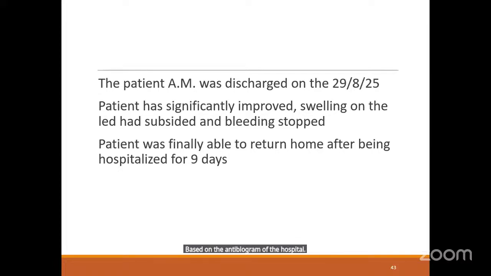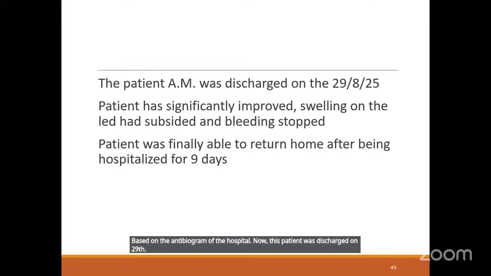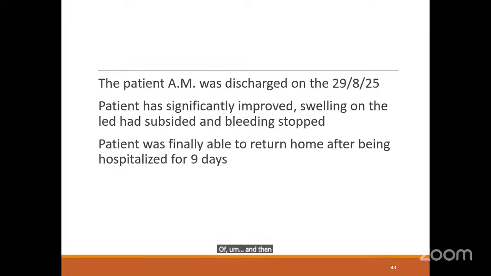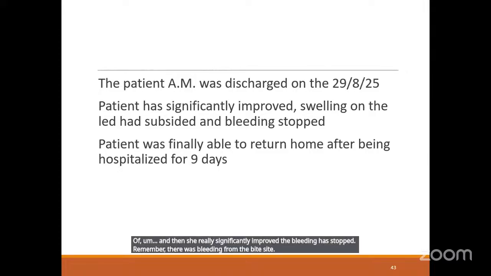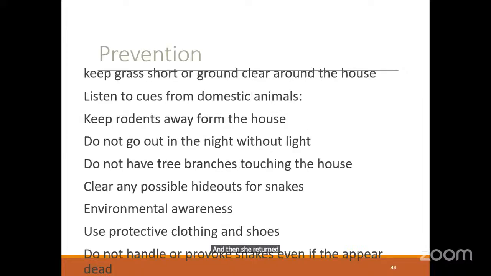Now, this patient was discharged on the 29th, and she had really significantly improved. The bleeding had stopped. Remember, there was bleeding from the bite site. And then she returned home after 9 days of hospitalization. Now, prevention is key, and there are key things we can do to prevent it.